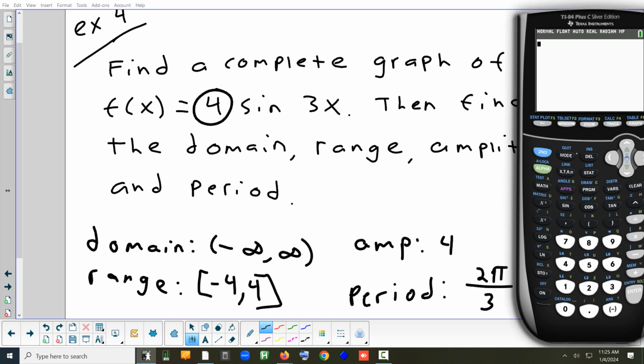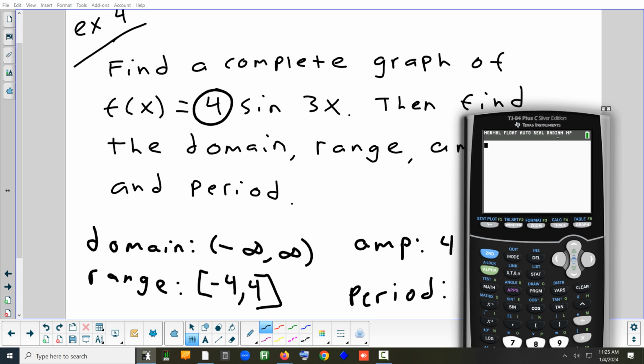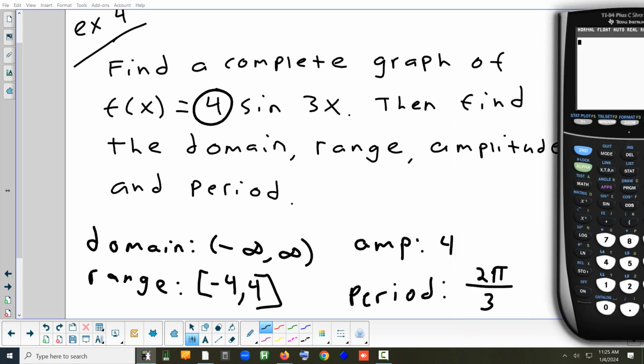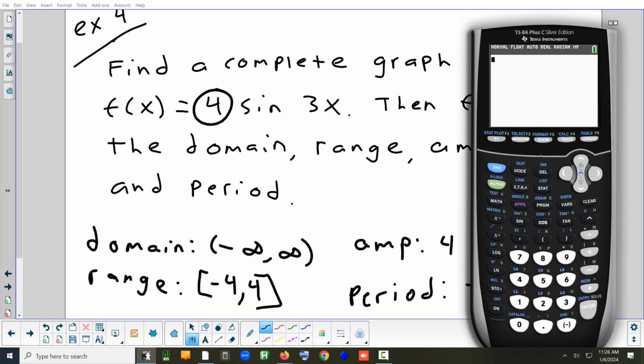So if that's in radians, then I need to make sure my calculator is in radians. If instead of 2 pi over 3, you put 120 degrees, that is correct, but that's the period in degrees. We usually do the period in radians. Just that's how we do it. So I'm already in radians. If you're not, you need to press mode, go down to where it says radians and put it on radians, and then hit enter. If it says degrees at the top, you are not in radians, so you need to fix that.